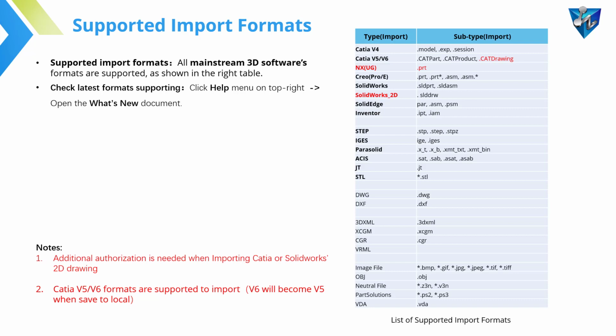Firstly, supported import formats. Look at the right table. As you can see, all the mainstream 3D software formats are supported, such as CATIA, NX, Creo, and SolidWorks. Of course, standard formats like STEP, IGS, and Parasolid are all supported. Besides, 2D formats like DWG, lightweight formats like 3D XML, and image formats like JPG are all supported for import.